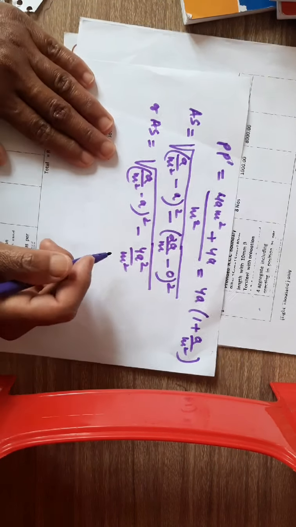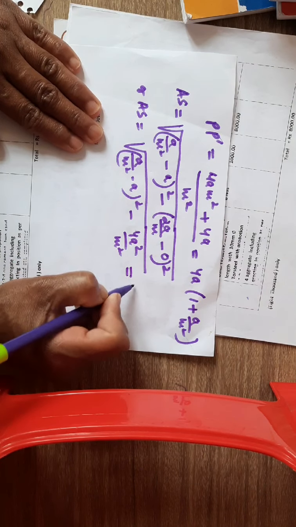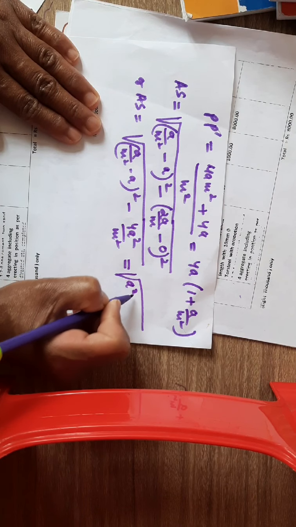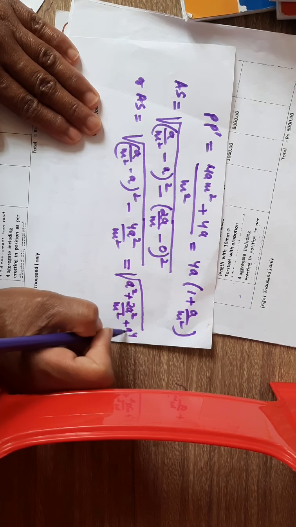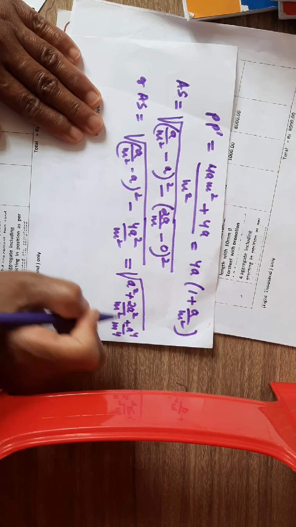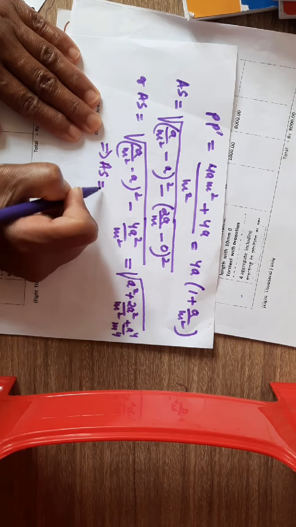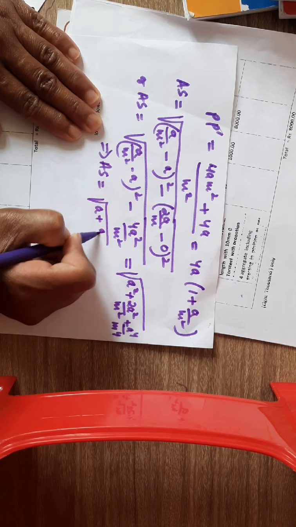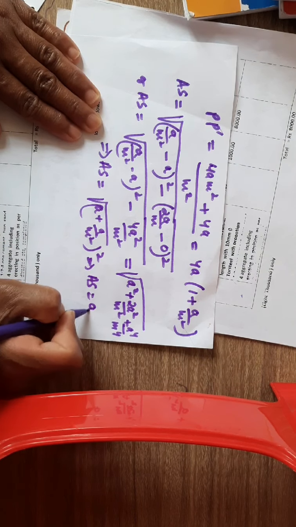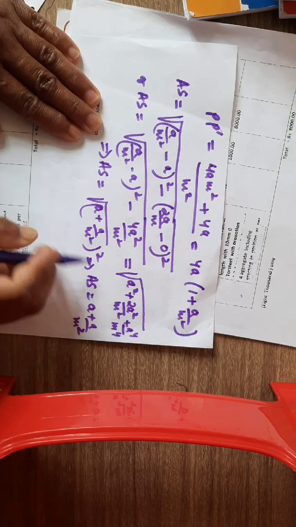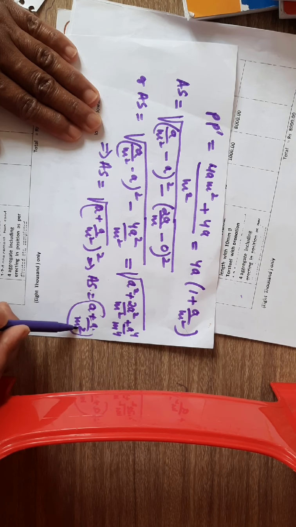Simplifying this, subtracting the terms that are common, you will see that this will be equal to a square plus twice a square by m square plus a to the power 4 by m to the power 4. This implies that AS is equal to the square root of (a plus a by m square) the whole square, which finally gives you AS equal to a plus a by m square. Now you see the value of AS is a plus a by m square.